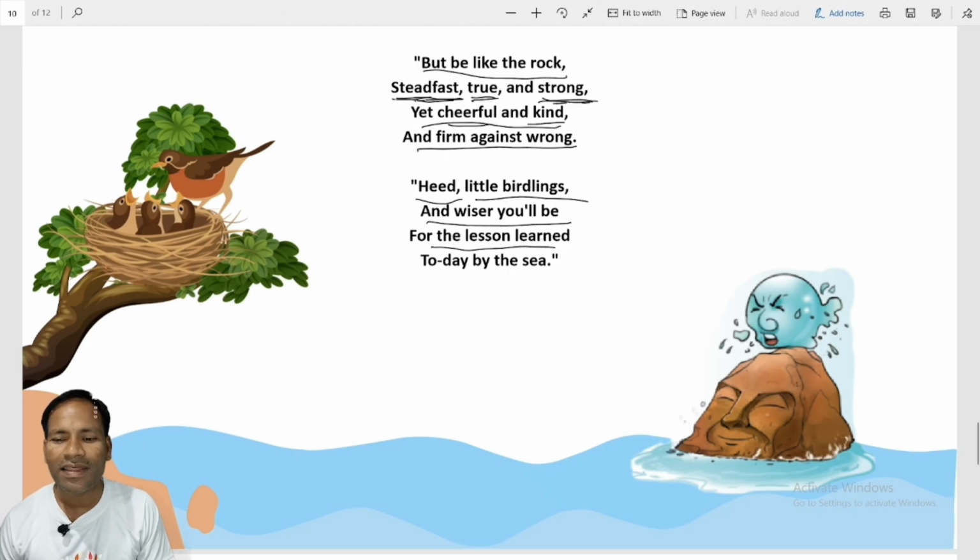For the lesson learned today by the sea. Today we have learned the lesson from the sea. So here Louisa May Alcott very beautifully narrated the story, and she has left a good moral or a good message for all of us, that how we should be. We should not be headstrong, and we can say even with someone very arrogant. Instead, we should be steadfast, true and strong, and always firm against wrong. Then we can achieve success in our life.